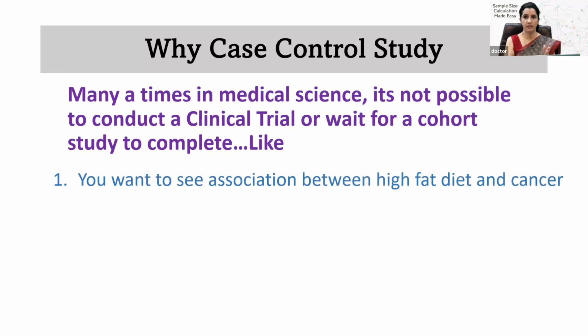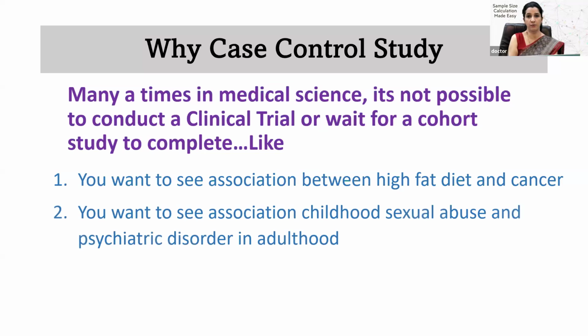So that's why it is a very useful method to prove the association between the exposure and an outcome. Like in this example, you can see, if I want to see the association between a high fat diet and cancer, colon cancer probably, then I cannot expose the individuals to the high fat diet because I know that it is unethical. So because of the ethical reason or because of the long term follow up, it is a wise decision to go for a case control study.